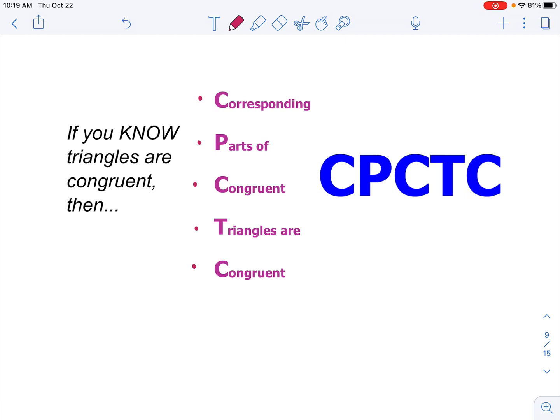So let's repeat this a few times together. And you're going to say it out loud. You're going to talk to yourself while you're watching this video. Corresponding parts of congruent triangles are congruent. And that's a lot of words to remember. So we can abbreviate it to CPCTC. Corresponding parts of congruent triangles are congruent. And that stands for CPCTC. See how many times you could say that fast. This is something that we're going to keep coming back to. Make sure you write it down. Make sure you understand what this is saying.